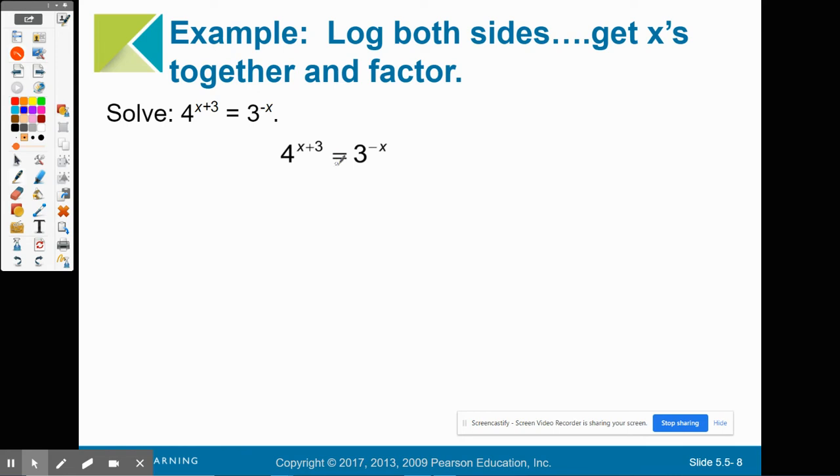I have 4 to the x plus 3 equals 3 to the negative x. So I don't know what to do. I can't really rewrite it because there's too much stuff going on. So I'm going to take the log of both sides. So I'm going to take the common log of 4 to the x plus 3 equals the common log of 3 to the negative x.